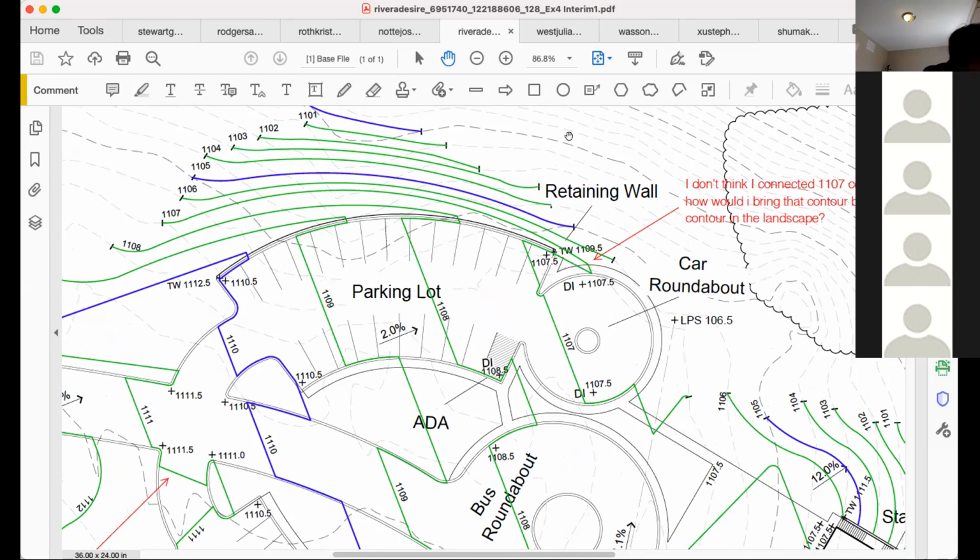Okay, let's do green first. Green is kind of conflicting with your green, so let's change to blue. We have your 1107 going down to this area, and then it kind of has to go along the curb, right? You have this portion dropped, and that portion dropped. Originally, the contours connect along this way. Give me a sec, originally it goes like this.